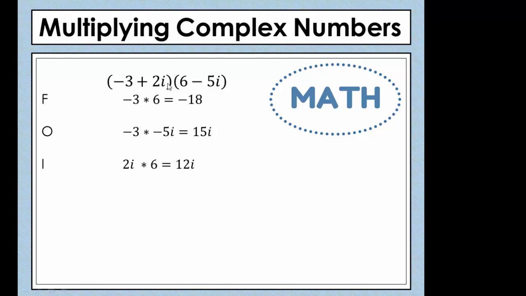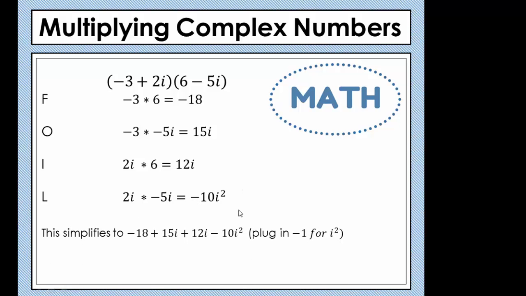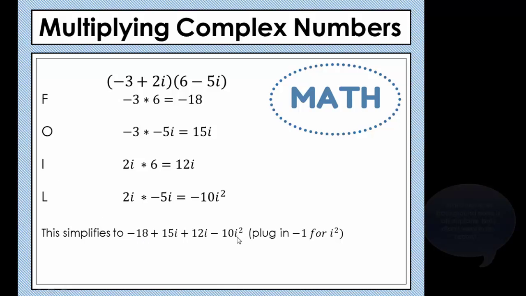For the inside, that's the two right next to each other. 2 times 6 is 12, and then we just put the i at the end. And then L stands for last. So our last terms are 2i and -5i. When we multiply those together, we get -10i squared. From there, we write it in horizontal form. So we start with our FOIL and write it this direction.